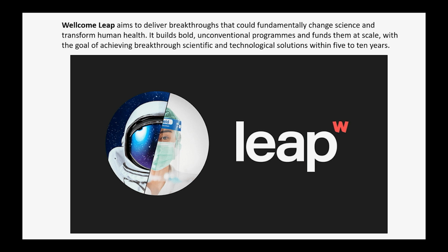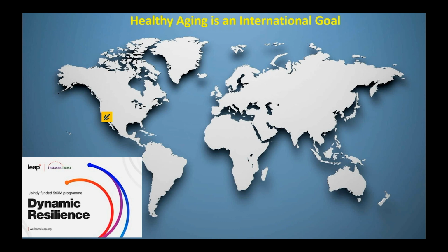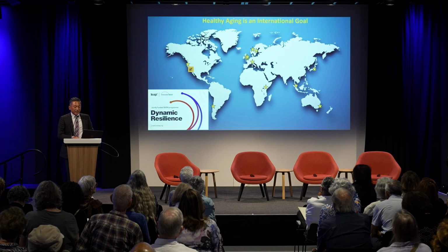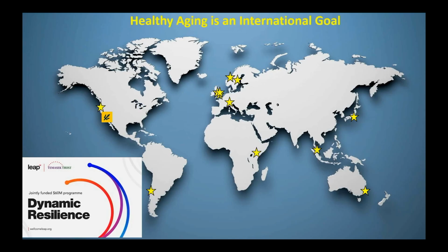I really like their logo because it shows how Wellcome Leap is taking approaches that led to major scientific breakthroughs in areas such as space exploration, but now applying them to human health. So what are we doing? Well, first of all, this is an international goal. The program is called Dynamic Resilience, and it was jointly funded by Wellcome Leap and Temasek Trust. And what's exciting is that we are going to be part of this international program, and in the upcoming years, working with an international team of experts representing academia and industry, discovering new ways to improve resilience and to unlock our potential for healthy longevity.